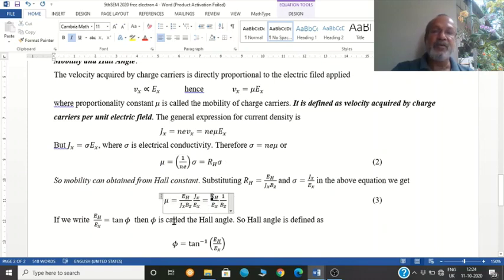So that is also another application of Hall effect. You can find the mobility by finding the Hall coefficient. You just multiply Hall coefficient with the conductivity of the material, then you will get the mobility.